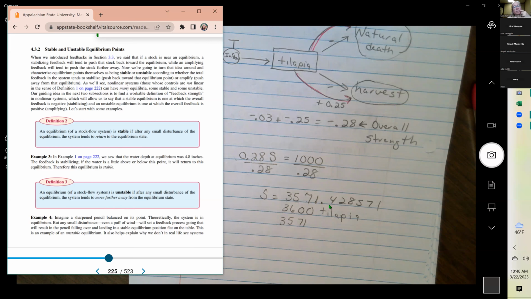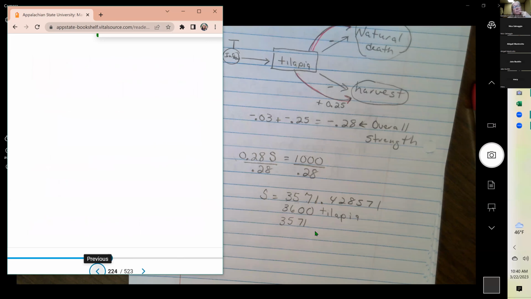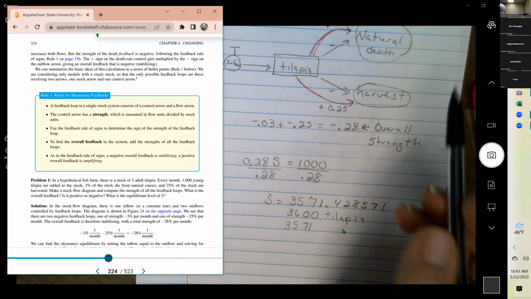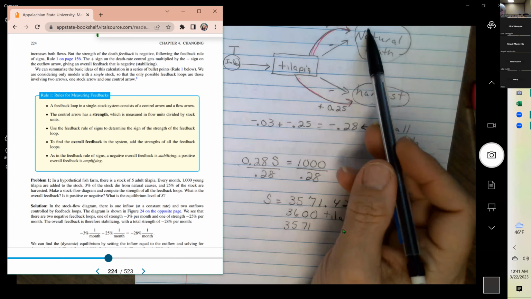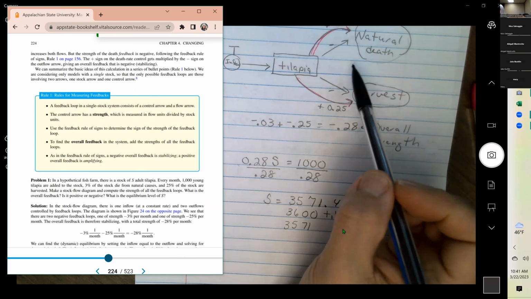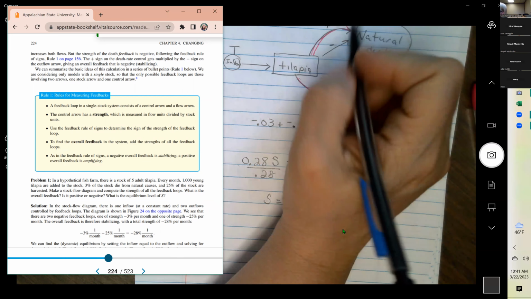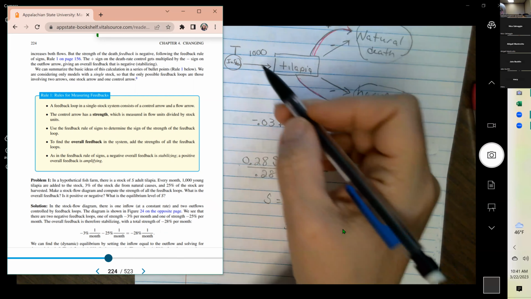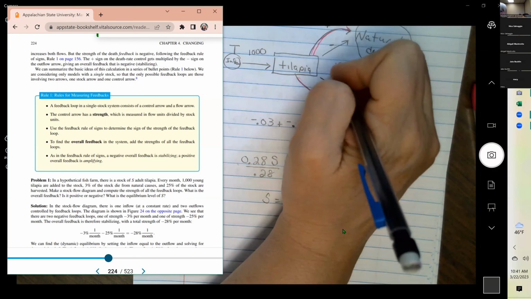Wait, so whenever it asks us to find the equilibrium, it's not like it doesn't have to be at an equilibrium. What are we finding exactly? I'm a little confused. Okay, so they were saying that when the fish were harvested and natural death, they're putting in 1,000 fish going in. To be in an equilibrium, then you need 1,000 fish going out.